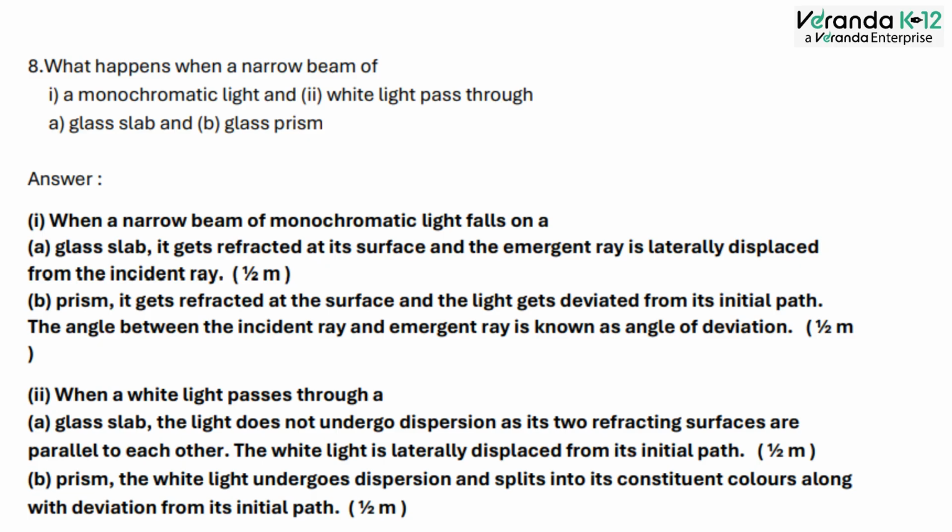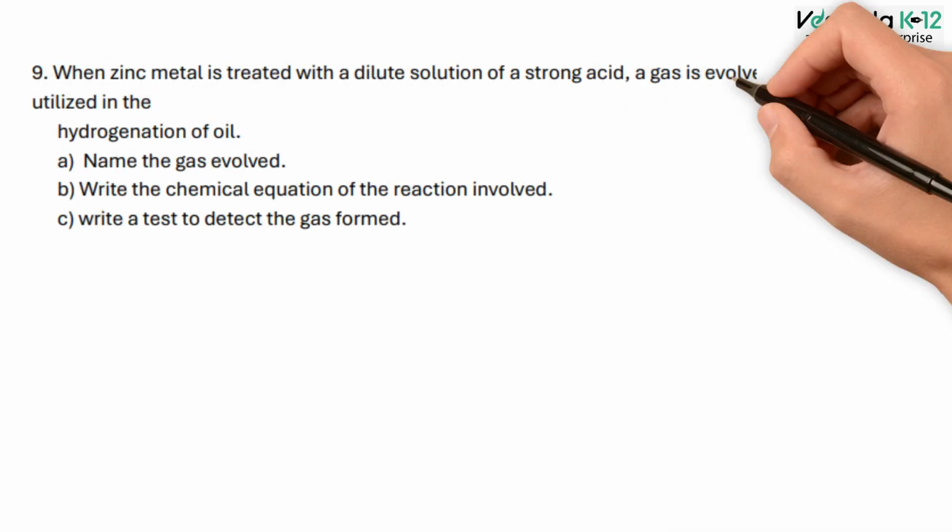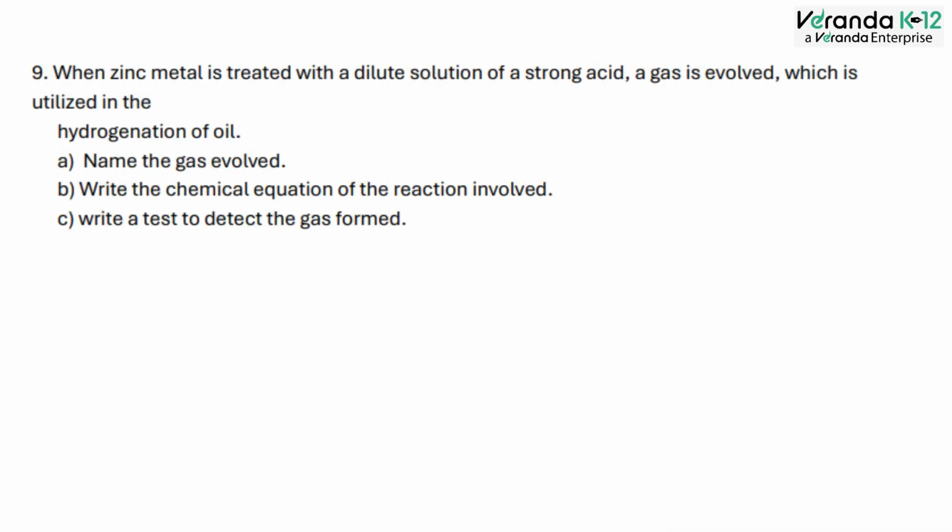When the white light passes through a glass slab, the light does not undergo dispersion as its two refracting surfaces are parallel to each other. The white light is laterally displaced from its initial path. And for the prism, the white light undergoes dispersion and splits into its constituent colors along with the deviation from its initial path. Now, section C, question number 9.